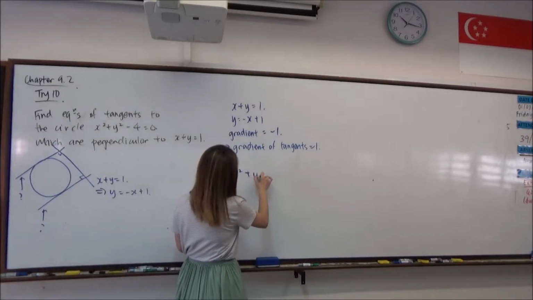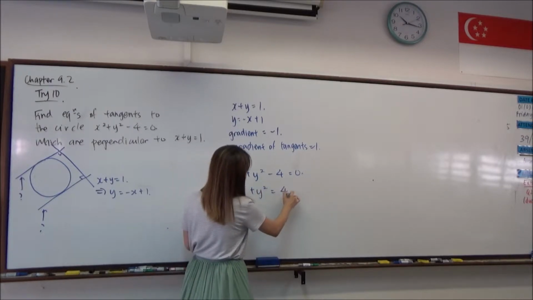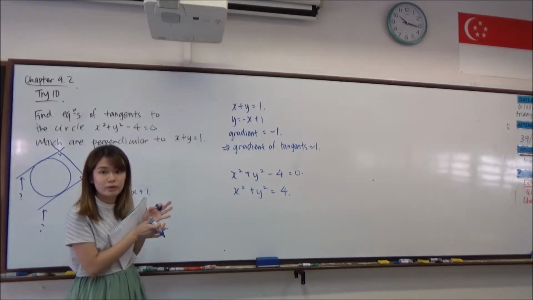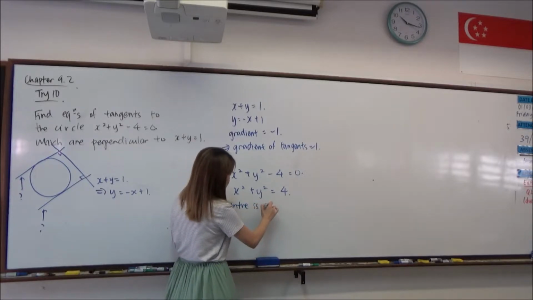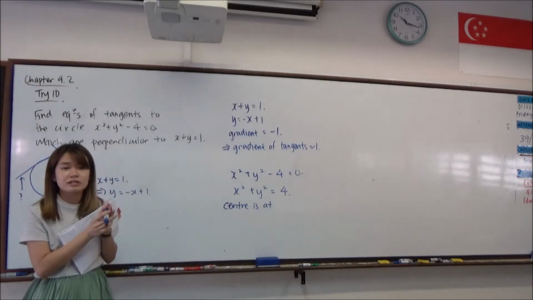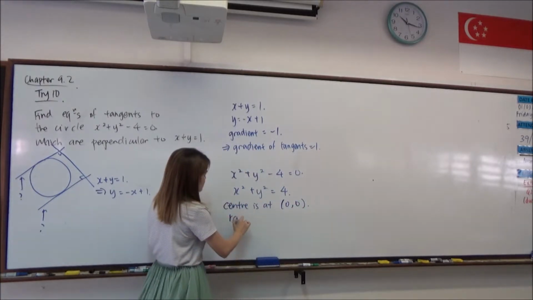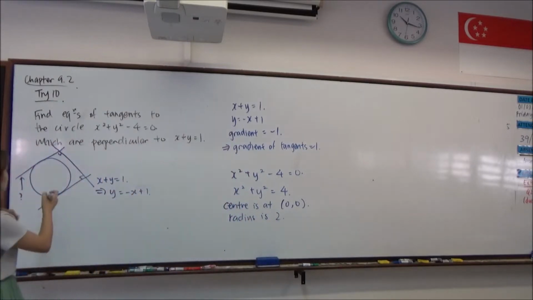So x squared plus y squared minus 4 means that x squared plus y squared equals 4. This is a fairly simple equation. We can tell that the center is at where? What are the coordinates of the center? 0, 0. And the radius is going to be 2. Knowing this information, let me just label it here. Is it actually helpful?